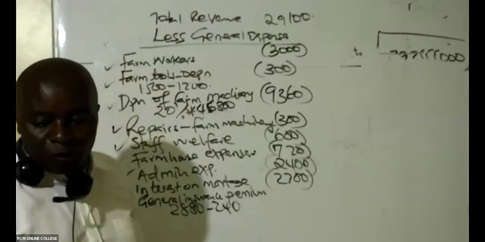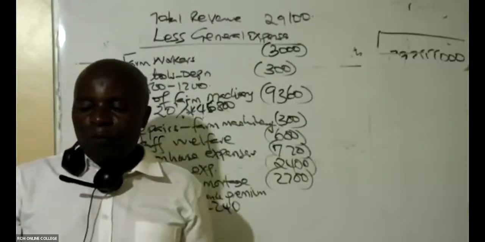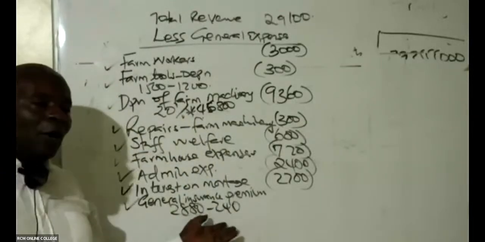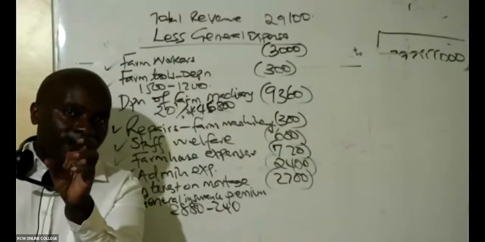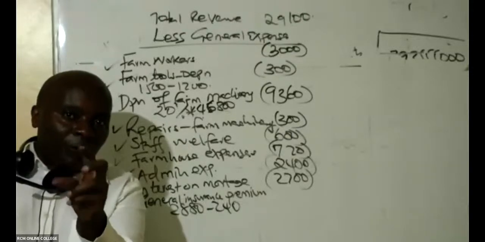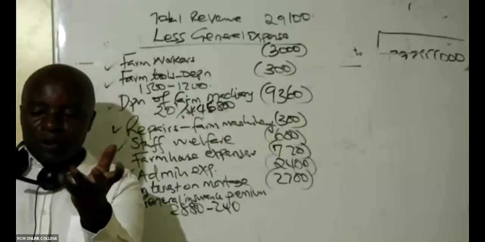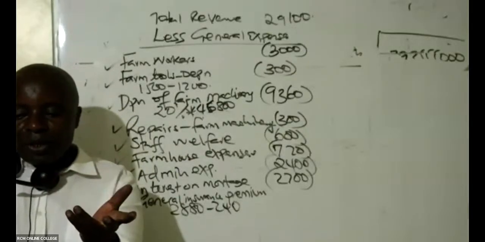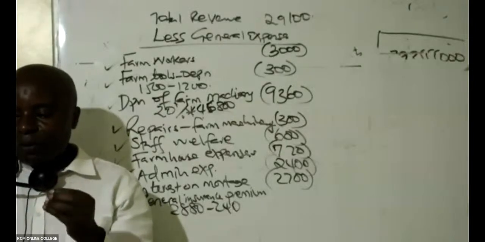Is it 2,400 or 240? It is 240. So we should be able to remove it out of this, and then we take it as a current asset in the balance sheet. The prepayments are supposed to be taken to the balance sheet as current assets. That's your money. So then what is this general insurance premium expense for this year?